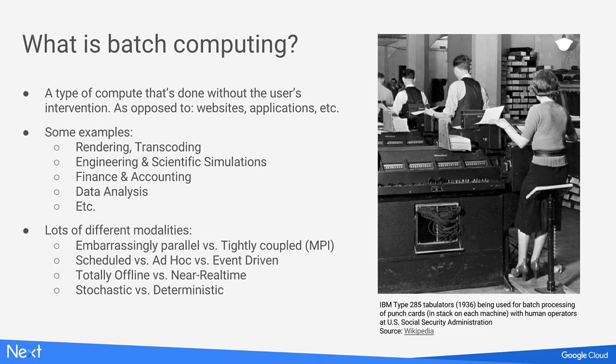Some interesting examples are, of course, rendering, as in the case of movies or other images, transcoding, either videos or audio or images from one format to another, maybe reshaping it, et cetera. Finance and accounting, engineering and scientific simulations, of course. Classic data analysis is, of course, just another form of batch. And there's lots of different modalities. There's lots of different ways people do it. There's embarrassingly parallel, or maybe high throughput computing is sometimes called. And there's always tightly coupled, high performance computing, or MPI. Those are all sort of terms used for it.